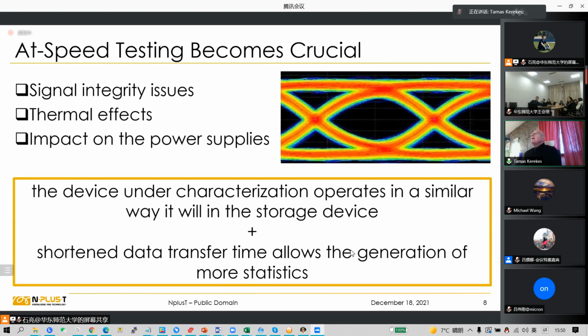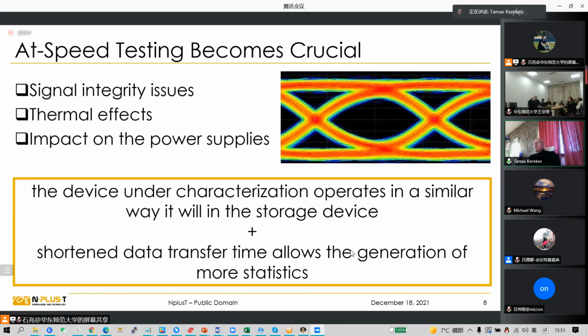Go ahead, please. So let's see certain specific points. Signal integrity is an issue. We are speaking about picoseconds, so the alignment of the signals in picoseconds. The thermal effect also impacts the speed, and the speed impacts the thermal behavior. Of course, the speed also impacts the power supplies.